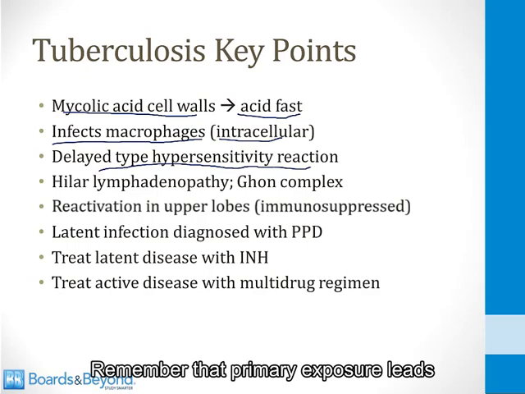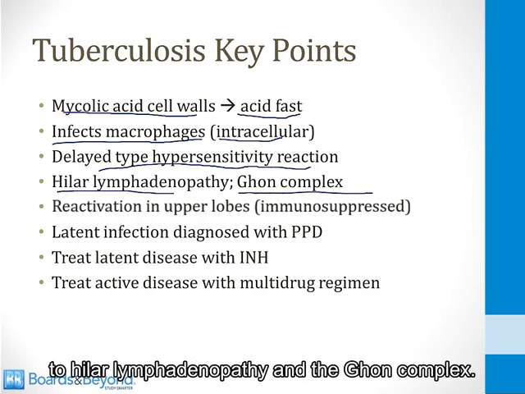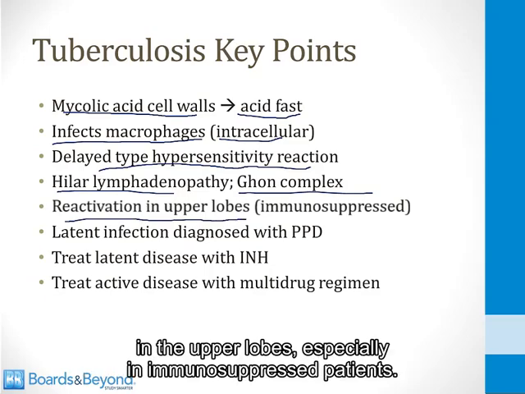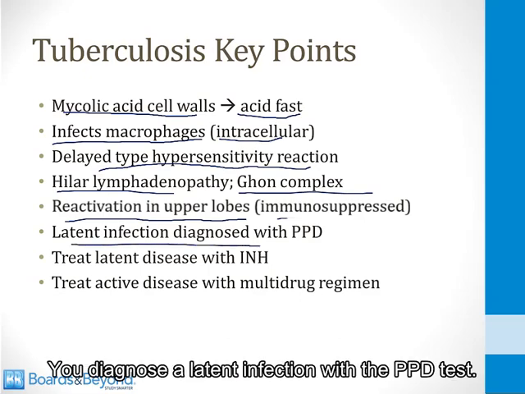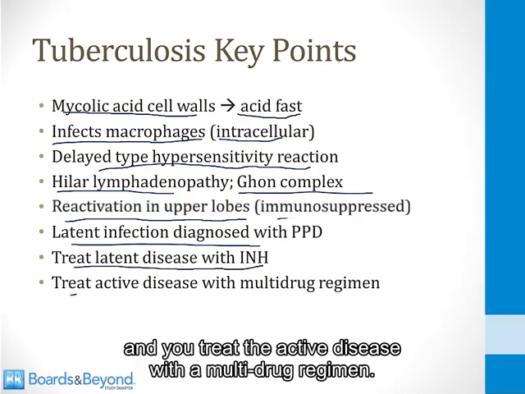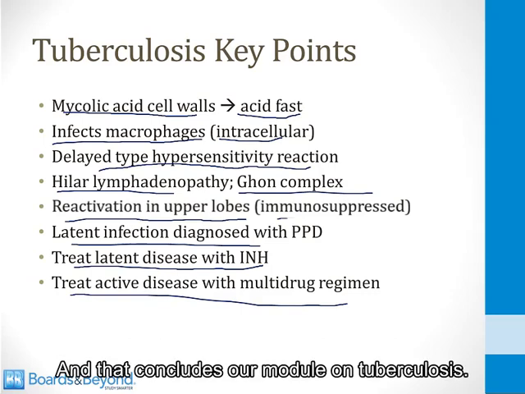Remember that primary exposure leads to hilar lymphadenopathy and the Ghon complex. Remember that reactivation likes to occur in the upper lobes, especially in immunosuppressed patients. You diagnose a latent infection with the PPD test. You treat the latent disease with INH, and you treat the active disease with a multi-drug regimen. And that concludes our module on tuberculosis.